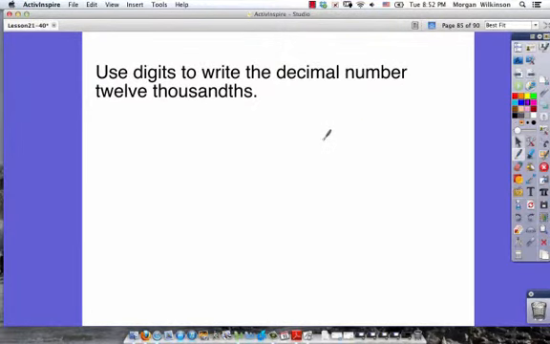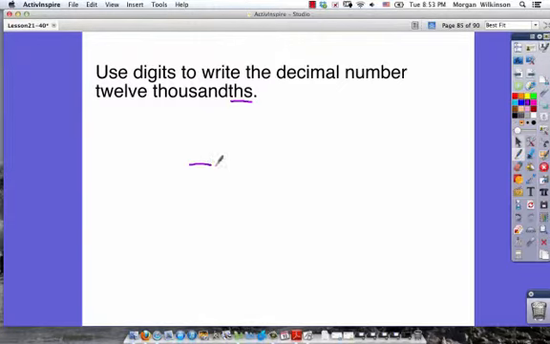Okay, let's use digits to write the decimal number 12 thousandths. If we want to use digits, we're going to have to use numbers, and we're writing the decimal 12 thousandths. So thousandths, it must be in the decimal. Let's use some place value.